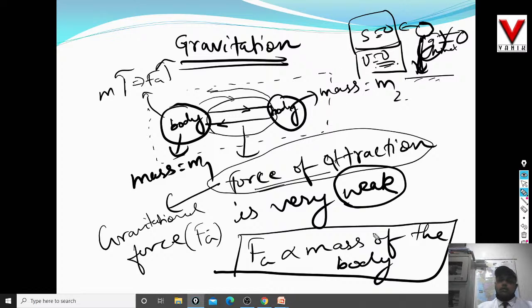Now let us continue with this gravitation. So till now we have concluded that the gravitational force acting on a body is directly proportional to the mass of the body. Okay, yes. So now let us move on to the next part of it.